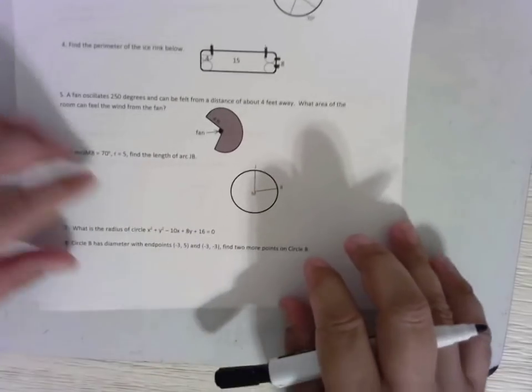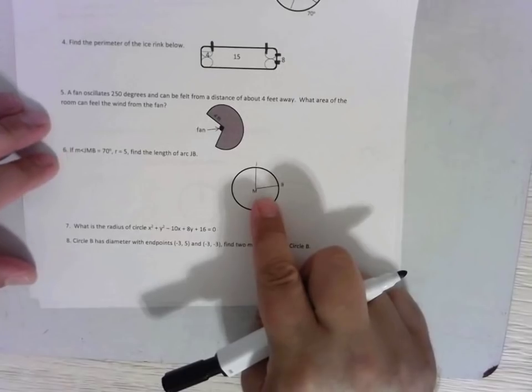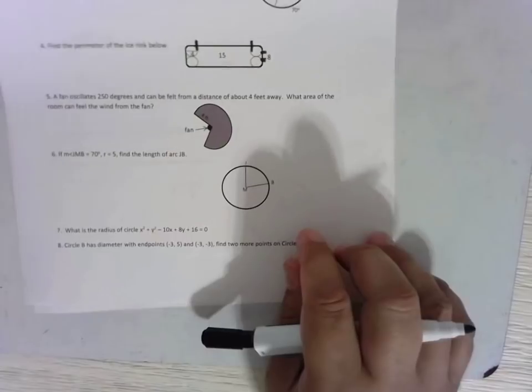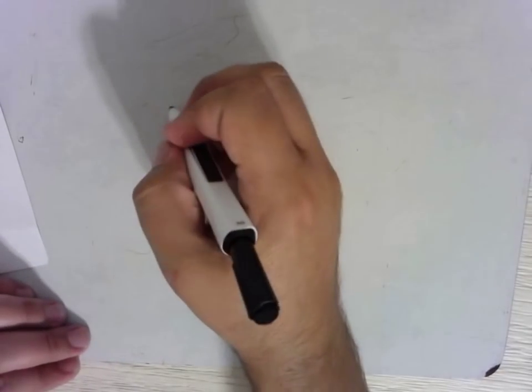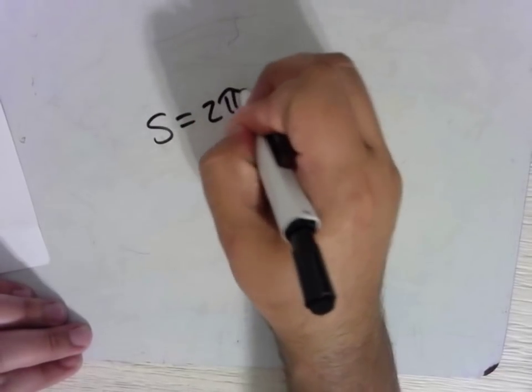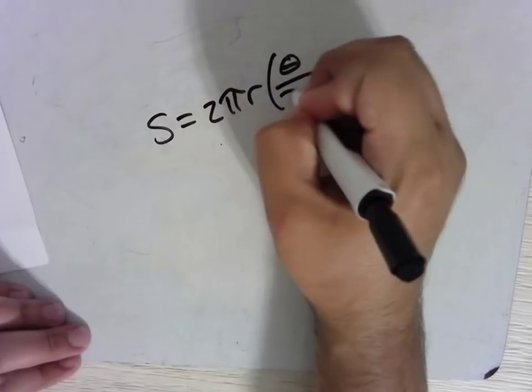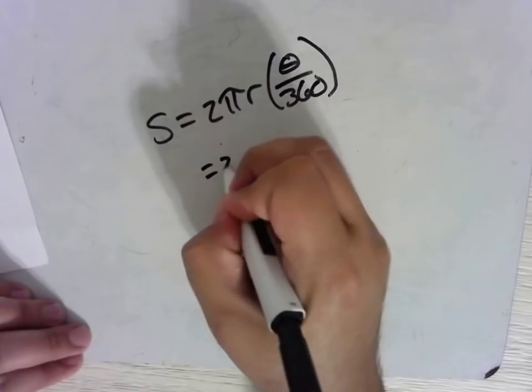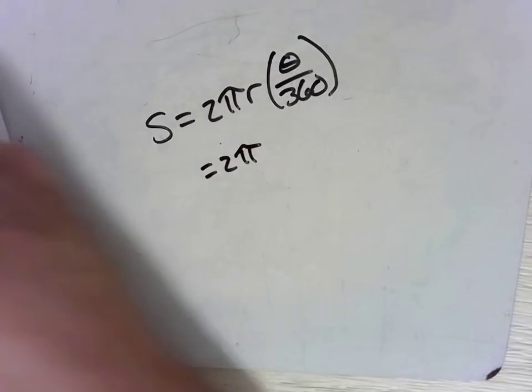Six, if the measurement of angle JMB is 70 degrees, again we have a picture. If JMB is 70 degrees, your radius is 5. Find the arc length. Arc JB, arc length is 2 pi r times theta over 360. My radius is 5.